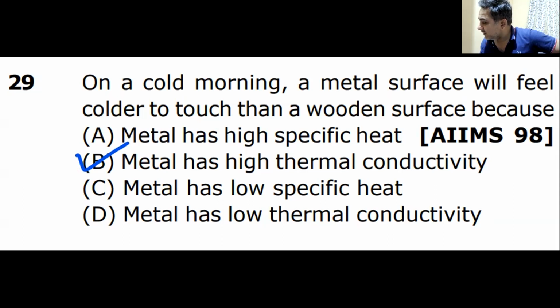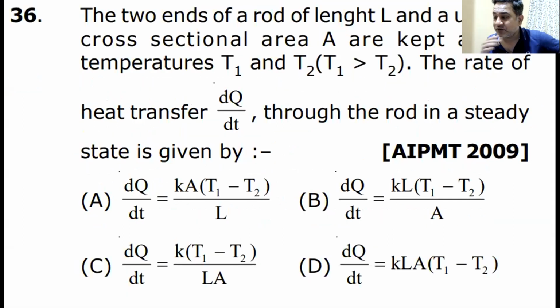And now we have another question. You can see the questions here might not require a lot of calculation. They are pretty straightforward. This one is question number 36 from your sheet. The two ends of a rod of length L and uniform cross-sectional area are kept at temperatures T1 and T2. The rate of heat transfer through the rod in a steady state is. The different formulas are given, and it should not take more than 5 seconds for you to tell me the answer. Which is the answer? A, B, C, D.